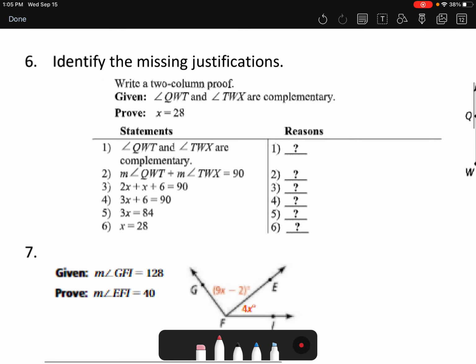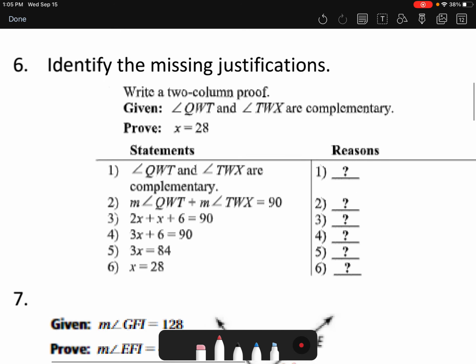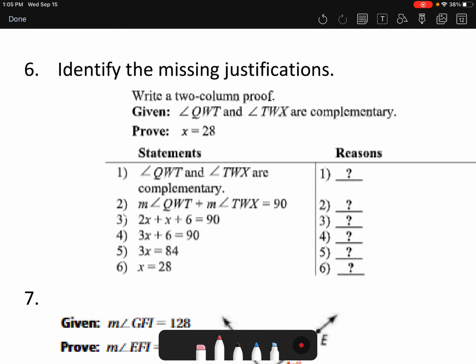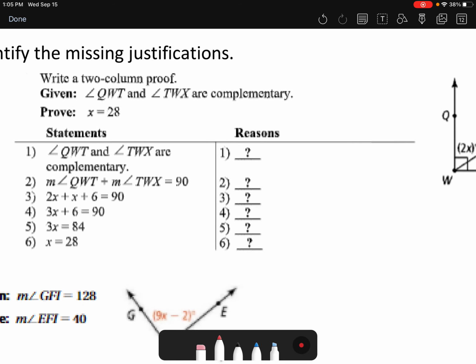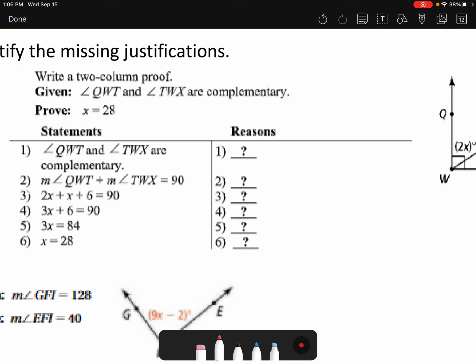All right, let's look at our number 6. Number 6, write the proof. Given that those two angles are complementary, prove that x equals 28. This is a great problem because all of the math part of this answer is already finished. The entire left column right there is the math part. All we have to do is write down the reason for those math parts.